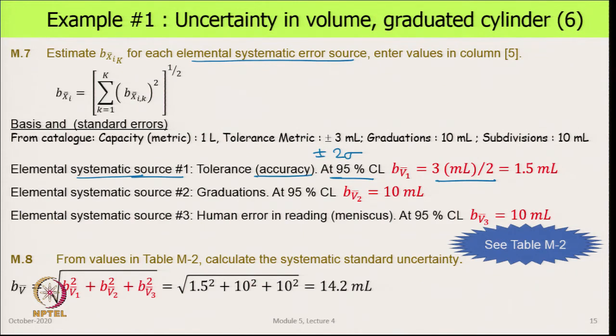So, we took one of those tables from the manufacturer specifications, which said that the accuracy was plus minus 3 milliliters, and using this criterion from ISO GUM, we divide it by 2 and we get 1.5 milliliters.